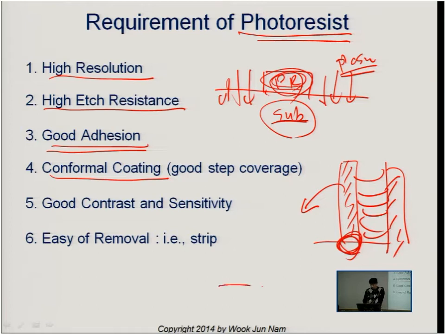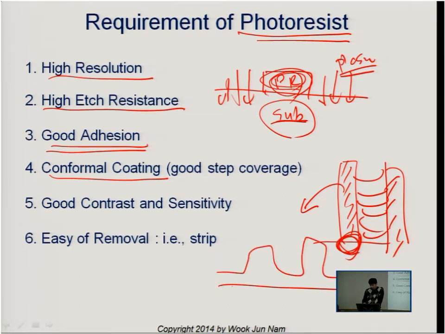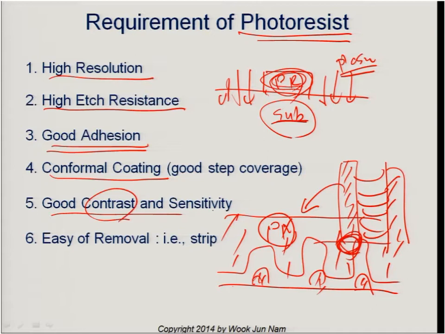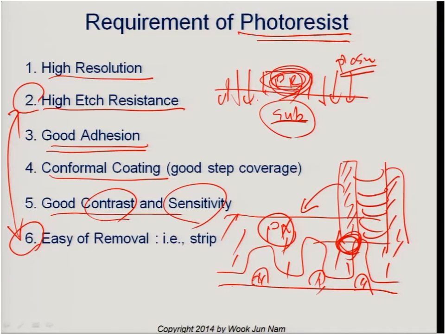And then when you have a very rough feature due to the additional processing, it should have a pretty conformal coating. That's one of the requirements. And then it should have good contrast and sensitivity. We will talk about this in a later slide. And this is a little bit opposite to number 2. We want the photoresist to be as strong as possible during the following processes. But once those processes are finished, we want to remove the photoresist as easily as possible. That's one of the requirements we want to have.